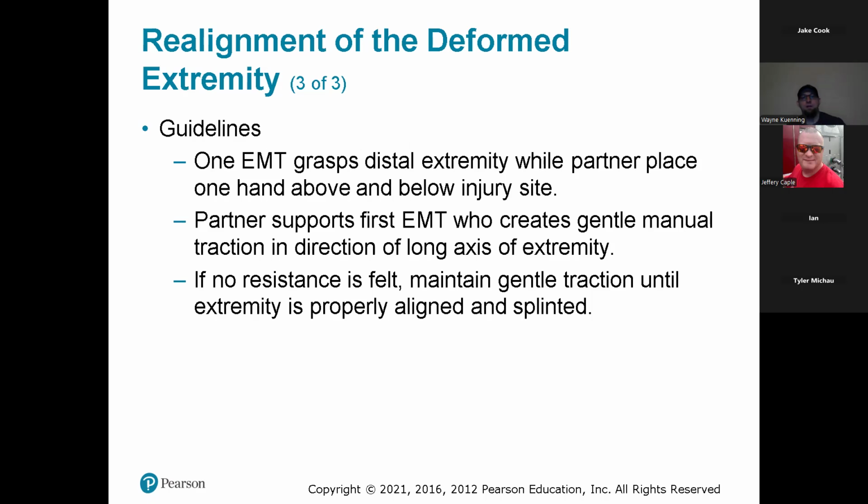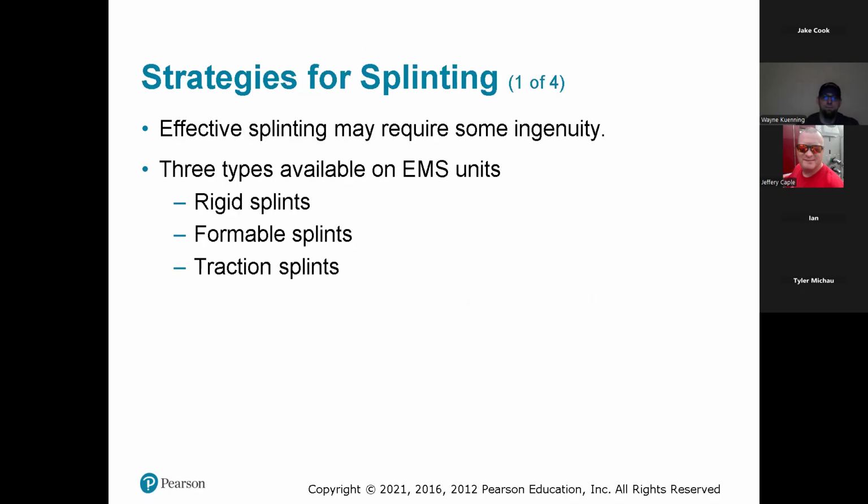This kind of walks you through it. One EMT grasps the distal extremity while the partner places one hand above and below the injury site. The partner supports the first EMT, who creates general manual traction in the direction of the long axis of the extremity. If no resistance is felt, maintain general traction until the extremity is properly aligned and splinted.